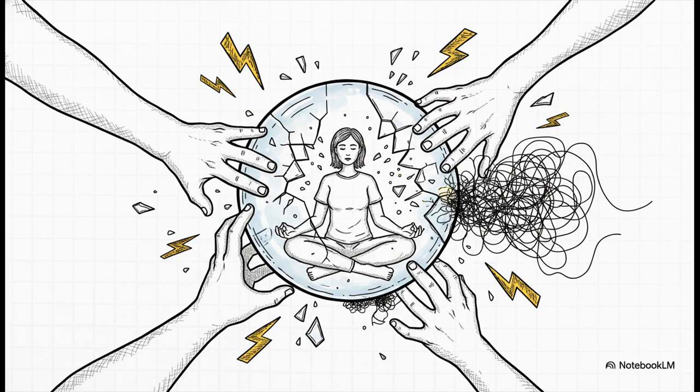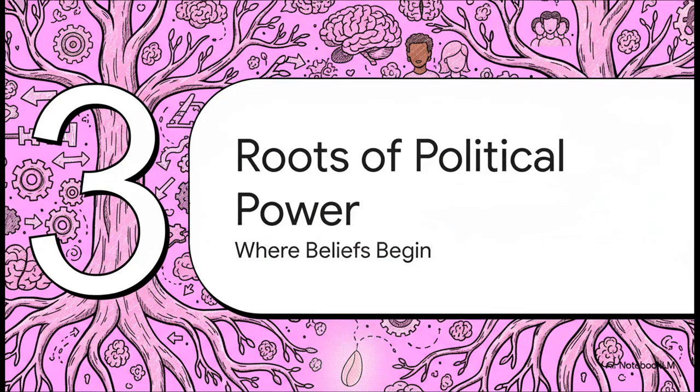You know, classical democratic theory loved to imagine this purely rational citizen who dispassionately studies the issues in complete isolation and then logically casts a vote. Political sociology intruded on this fantasy to essentially say, no way, that is definitely not how humans work. It proved that our choices are never made in a vacuum. Which brings us to Section 3, the roots of political power, where beliefs begin.